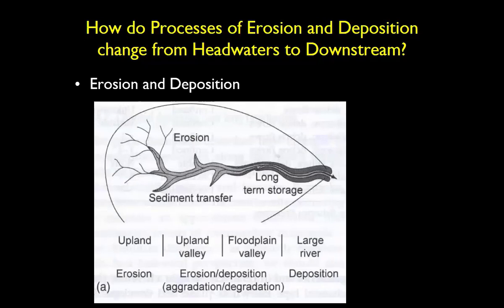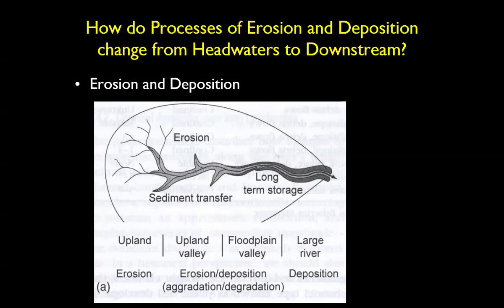So if this is our watershed, moving from upstream to downstream, there are these two processes of erosion and deposition. And so upstream in our headwaters, we've got fairly high flow velocities, steep gradients, lots of erosive power of the water. And so it's moving that sediment downstream.